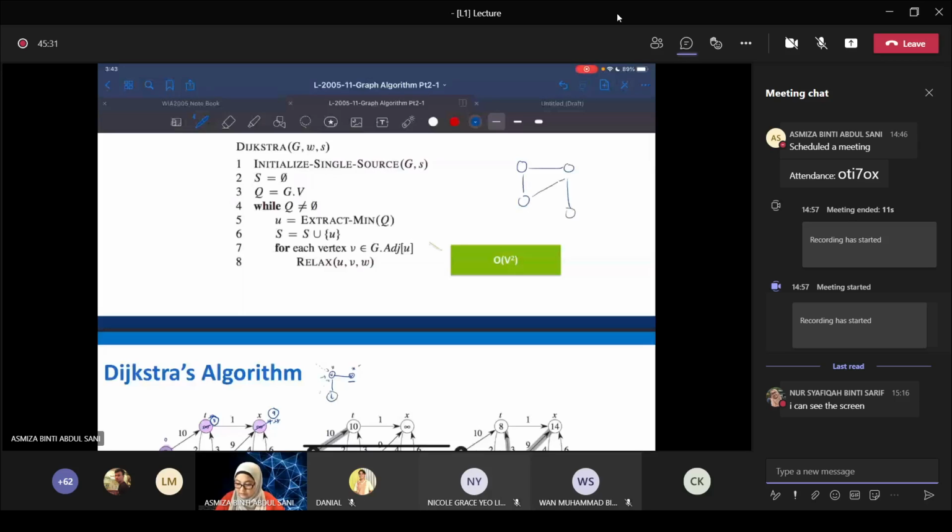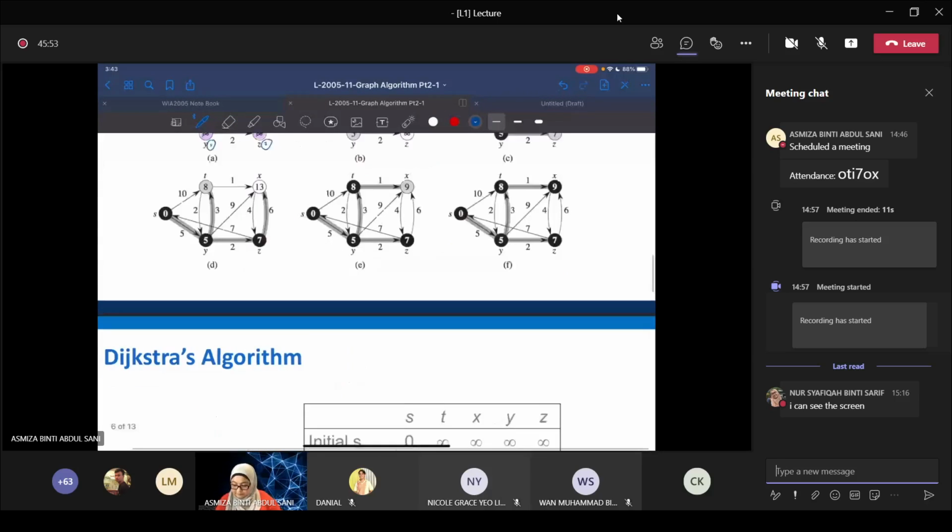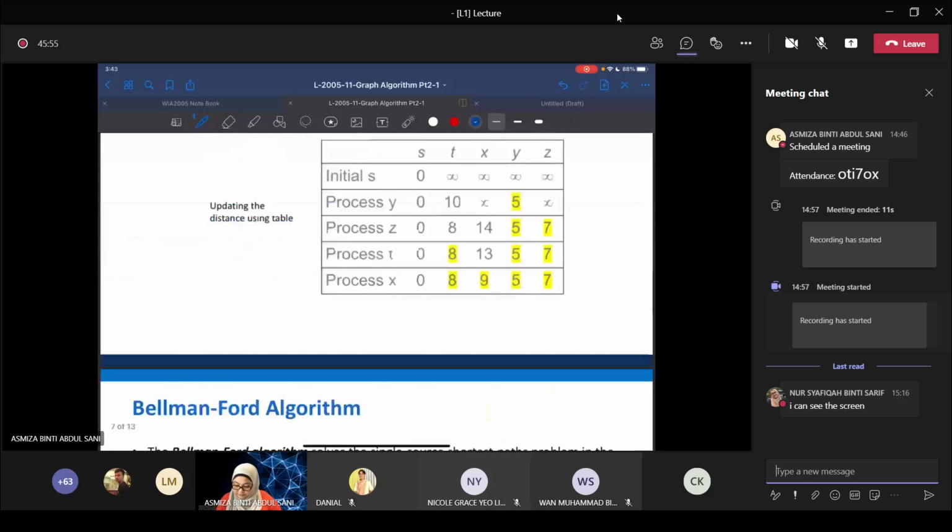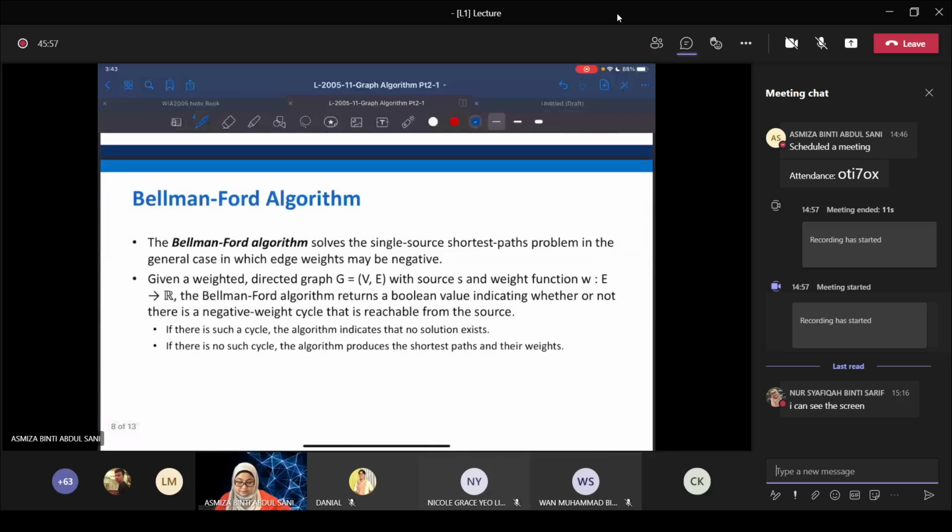Because we assume that there's a possibility that you're going to have all nodes connected to each other. So this one is connected to this, connected to this. So basically, in this case, the running time complexity for running Dijkstra can go up to order of V squared. Okay, so that is for Dijkstra.